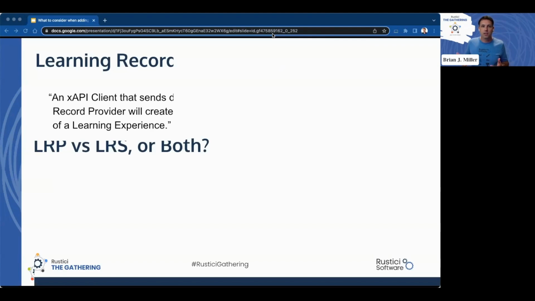And now Ben is going to talk a little bit more about whether you're going to be an LRP, whether you're going to be an LRS, whether you're both. Go ahead, Ben.